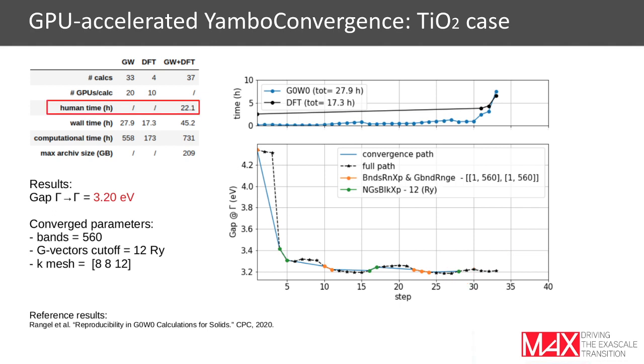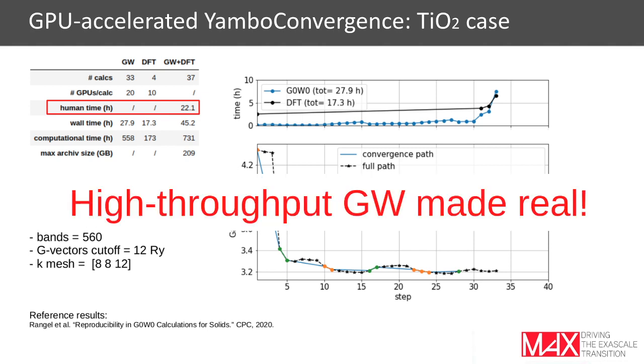As you can see from the table, the human time, that is barely the effective time that we had to wait to have a converged, accurate result from this workflow, is more or less a day. All of that without human supervision. So, combining AiiDA and the Yambo plugin with GPU accelerated architectures, it is possible to perform high-throughput studies in very short time. So, high-throughput GW made real.